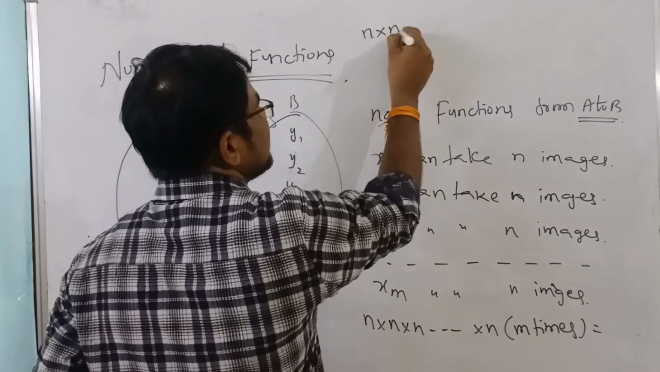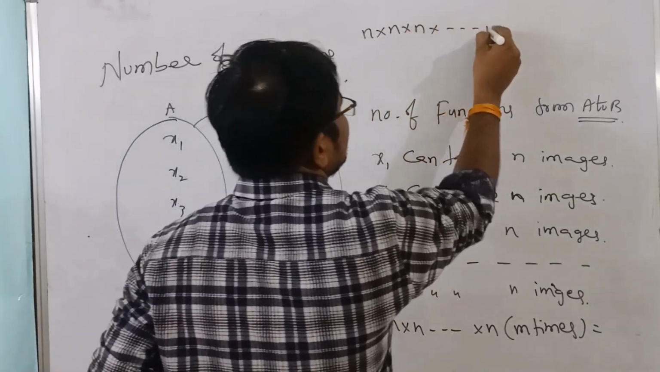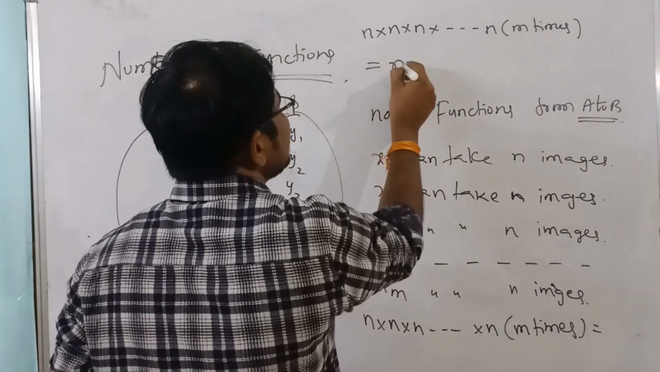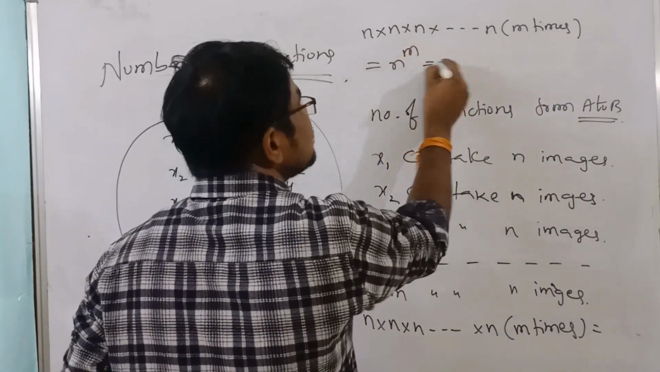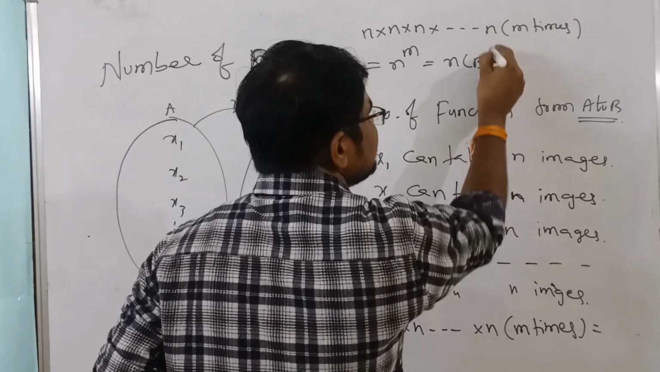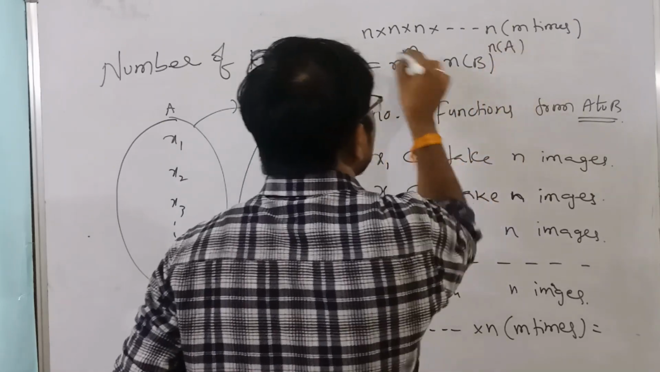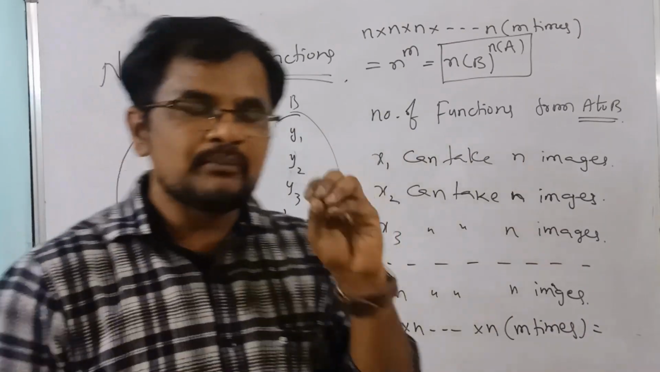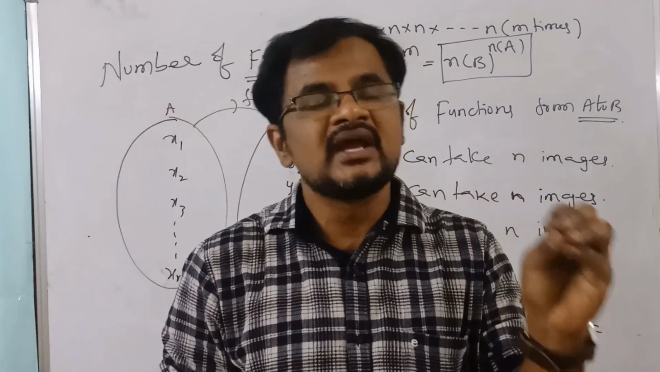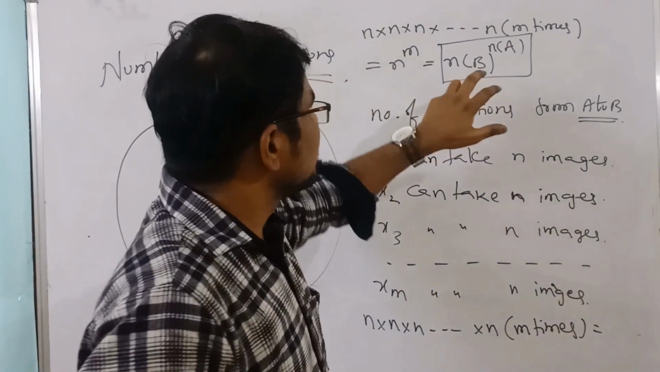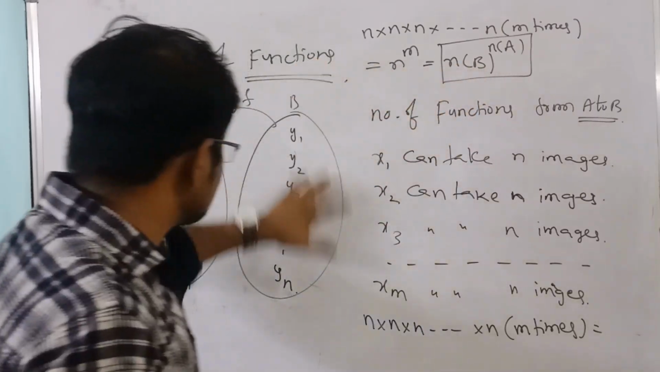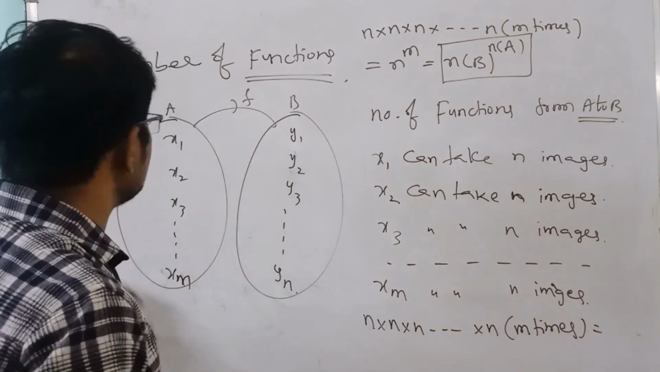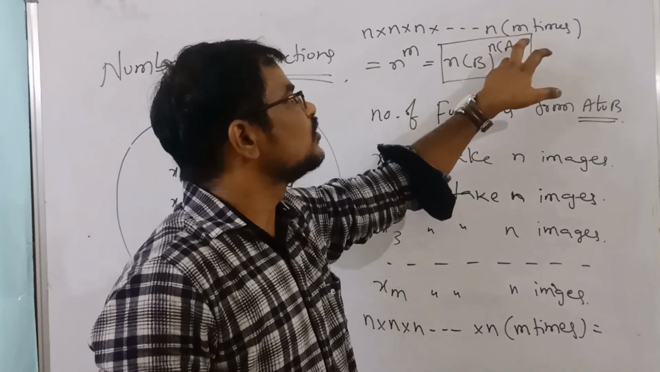So n into n, and so on, n, m times. That can be written as n power m. That is equal to the number of elements in B to the power of the number of elements in A. This is the formula for finding the number of functions which are defined from A to B. Here n(B) means the number of elements in B, and n(A) means the number of elements in A. So n(B) whole to the power n(A).